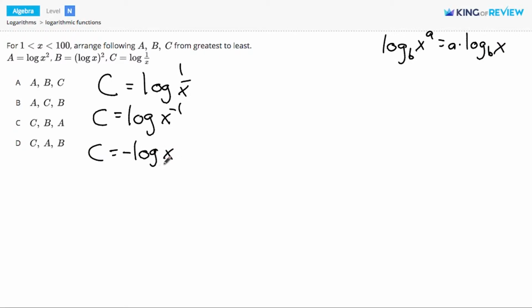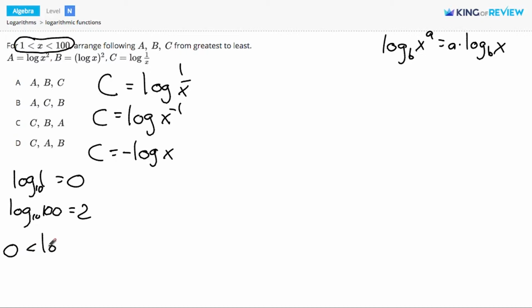Now let's think for a minute about log of x on the interval we're talking about, from 1 to 100. When x is 1, we have the log of 1. Now the log with no base is assumed to have a base of 10, and since 10 to the 0 power is 1, this log is 0. When x is 100, log of x becomes the log base 10 of 100, and since 10 squared is 100, the log of 100 is 2. This tells us that the log of x is going to go from 0 to 2, not including 0 or 2, when x goes from 1 to 100.